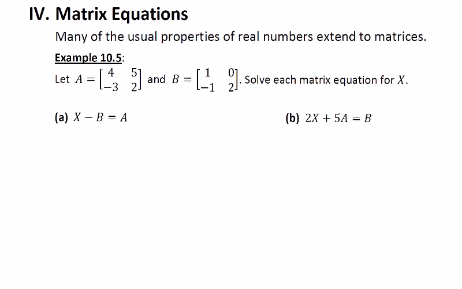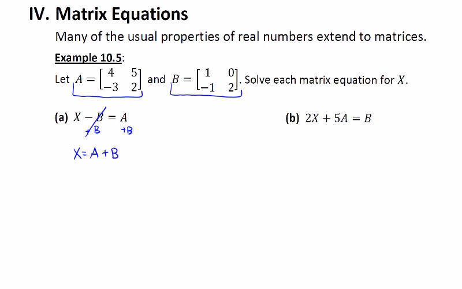Example 10.5 is going to give us two matrices. We have a matrix A as well as a matrix B, and we are being asked to solve each matrix equation for X. So if I think of this as just a typical solving situation, look at part A. It says X minus B is equal to A. Then I would just add B to both sides of the equation, getting it to cancel on the left, resulting in the statement X equals A plus B.